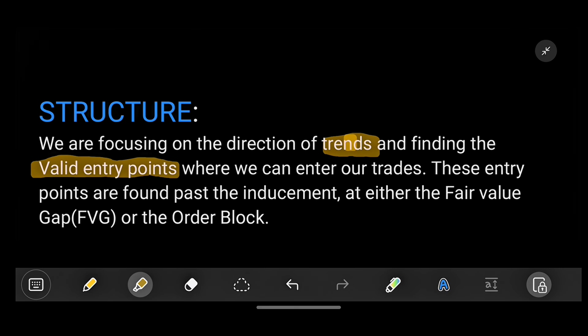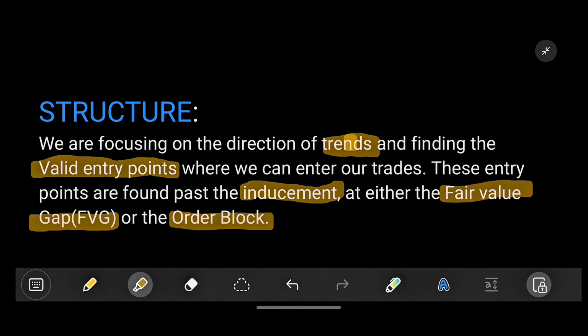These are the points where we can enter our trades, and these entry points are found past the inducement. The first thing on our list, or the criteria that we'll be using, will be the inducements. It has to be past the inducement no matter what, and it must either touch the fair value gap or the order block, or it might actually touch both.